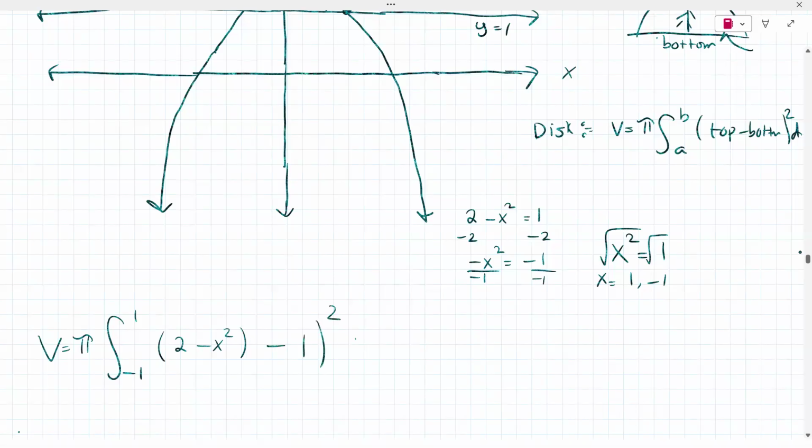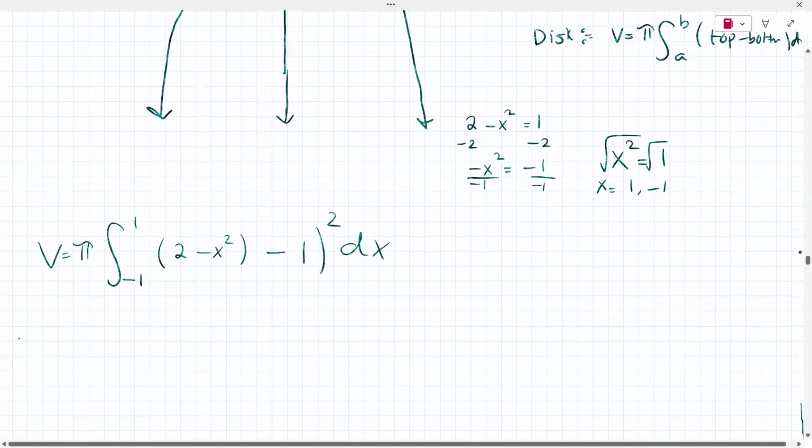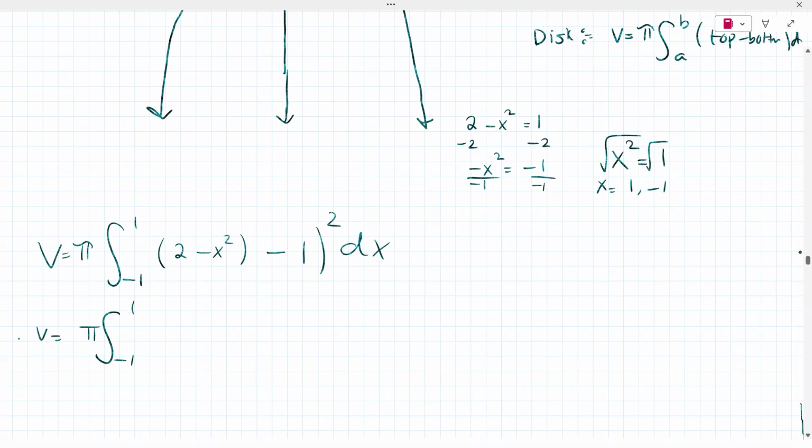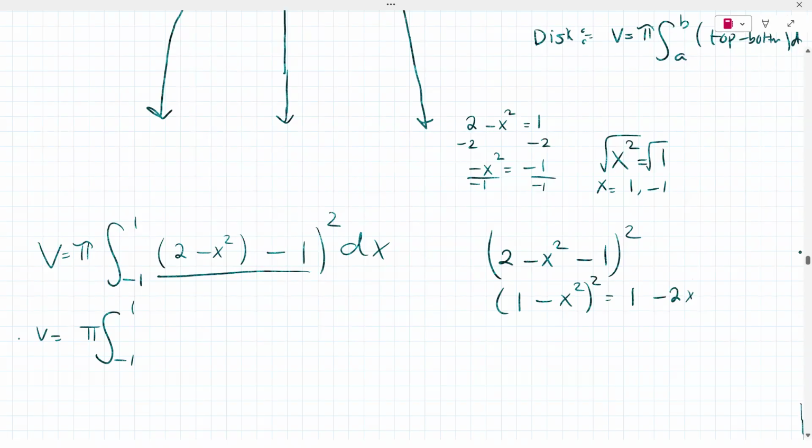And then square this whole thing. So we got to do some algebra before we take the integral. Let's clean this up before we square it. So what's 2 minus x squared minus 1, and then square that? 2 minus 1 is 1, right? Then you have a negative x squared, and then you square that. And when you FOIL that out, you should get 1 minus 2x squared plus x to the fourth. So that's what we're going to take the integral of.